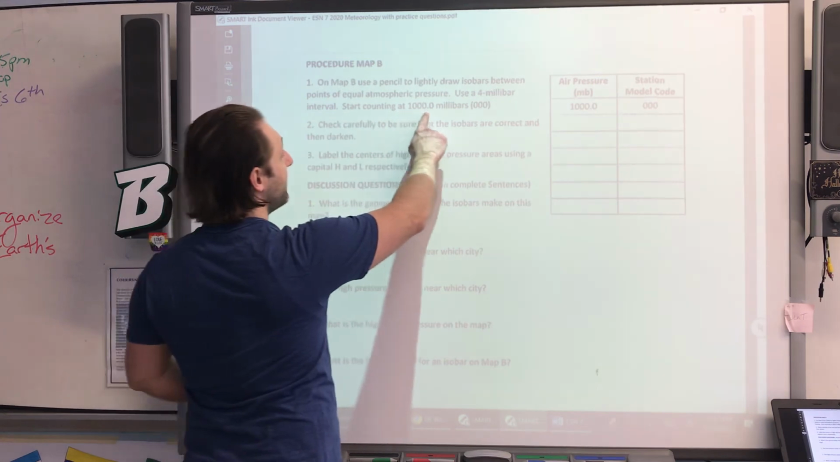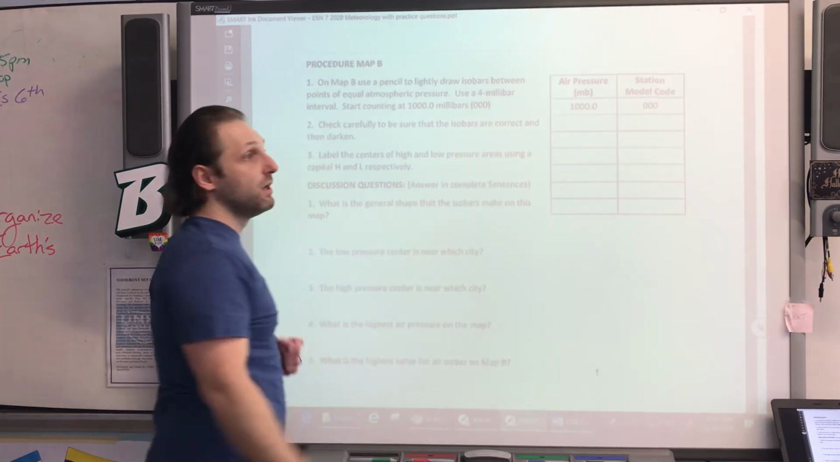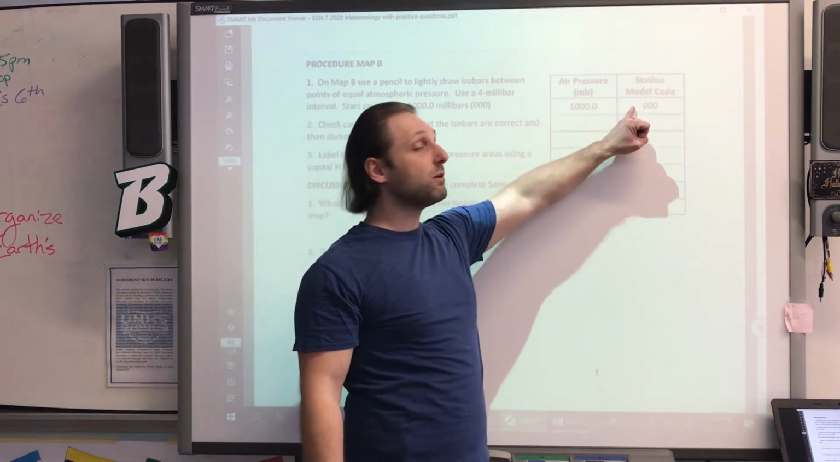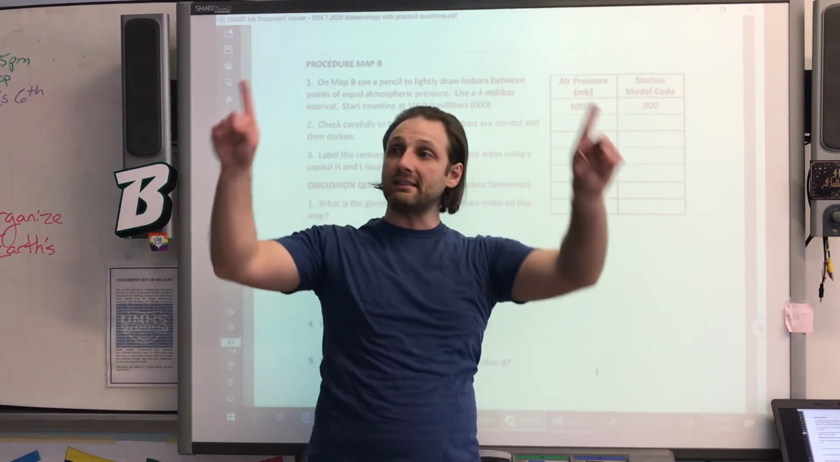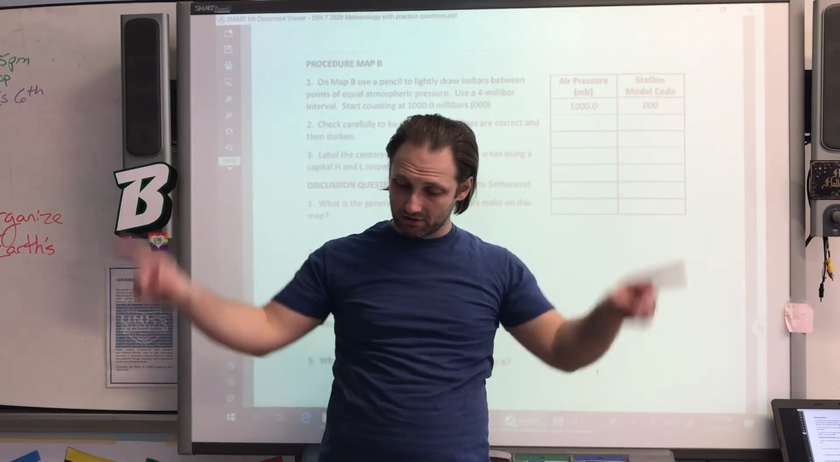Start counting at 1,000 millibars, 0, 0, 0. So you're going to look to find any station model that has 0, 0, 0, and you're going to be connecting them up. Subliminal hint, kids, right here. This is a subliminal hint.